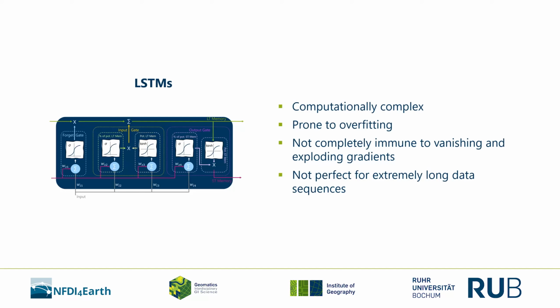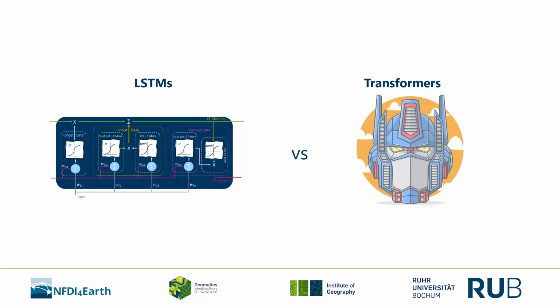Even though LSTMs do not suffer from vanishing and exploding gradients as much as simple RNNs do, they are not completely immune to it. They can also struggle to find relationships in very long data sequences. In recent years, LSTMs have been outperformed by transformer-based models. But transformers are beyond the scope of this seminar. So don't get me wrong, LSTMs can do a good job, but there is still a lot to learn in the world of deep learning.